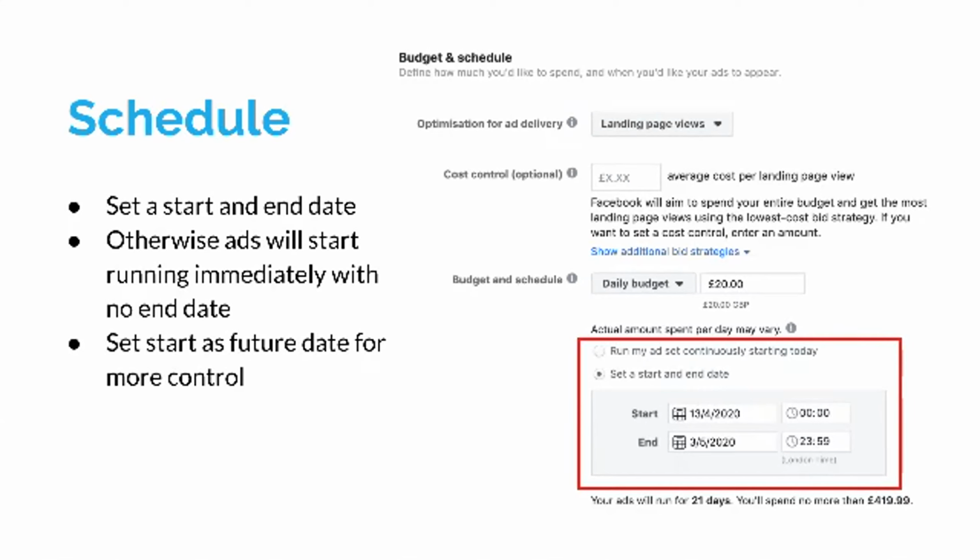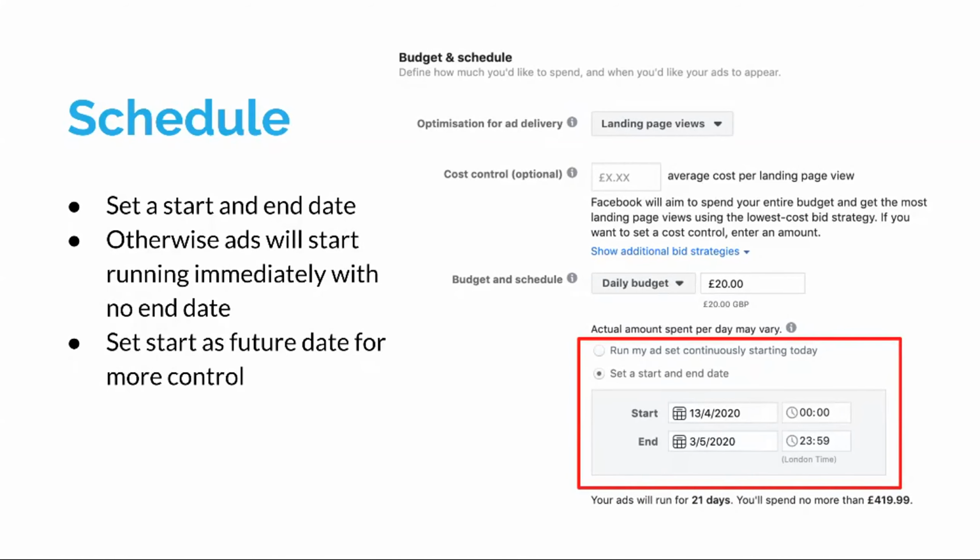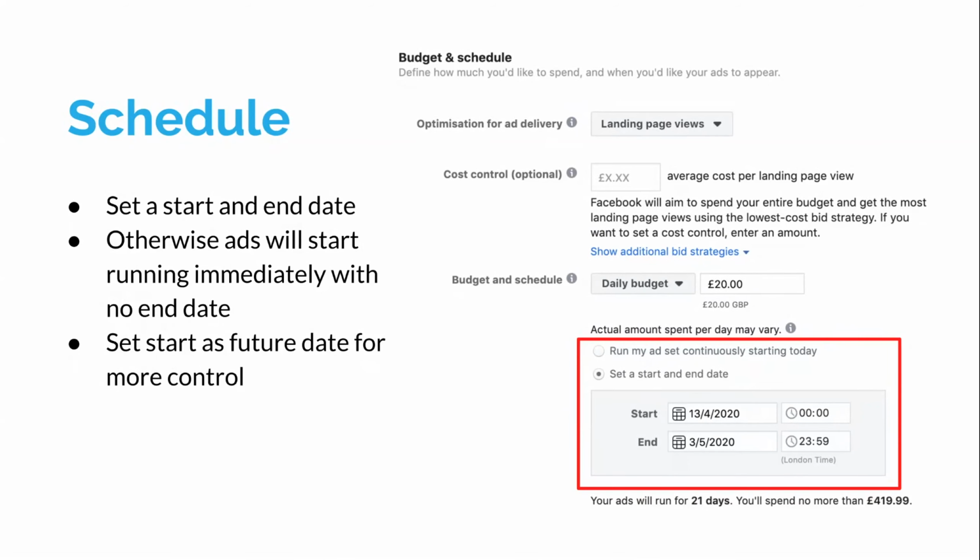I'm not sure how true that is, but I find setting them to start at midnight on the day I want them to run works well. So they're running for complete days. It's definitely better for analysing afterwards as well. But it depends what campaign you're running, whether you need it to run immediately or it's something you're setting up for the future. But I definitely recommend setting a start and end date, even if you want it to run immediately. Just set it for today's date.